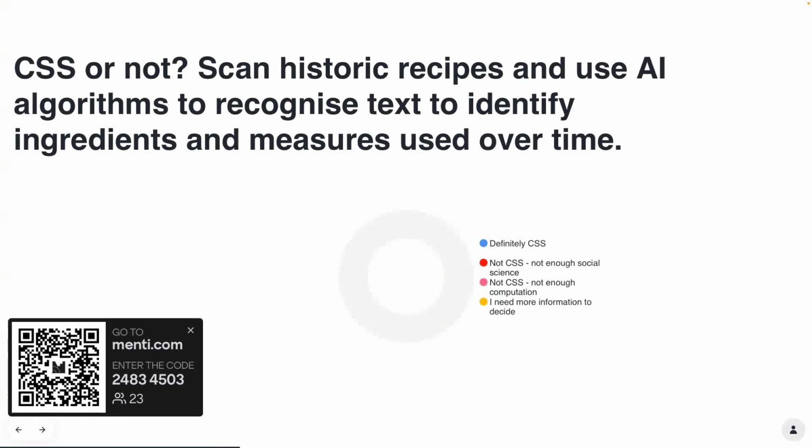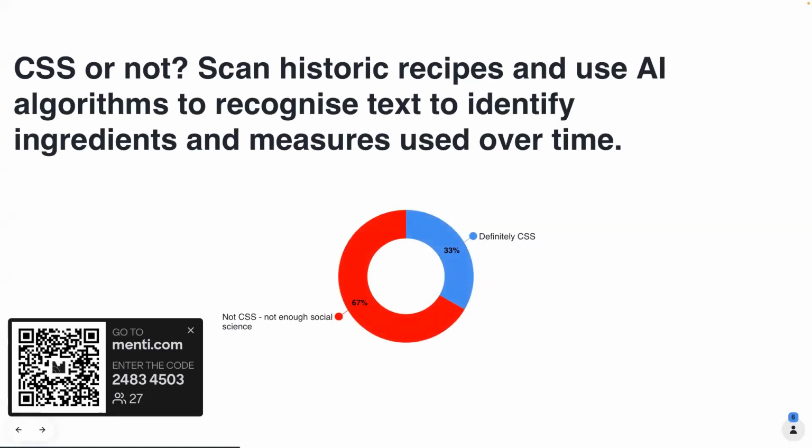So our first example involves a project where we want to scan historic recipes and use AI algorithms to recognize text with the aim of identifying ingredients and measures used over time. So what do we think? Is this computational social science or not? I'll just give that a minute.